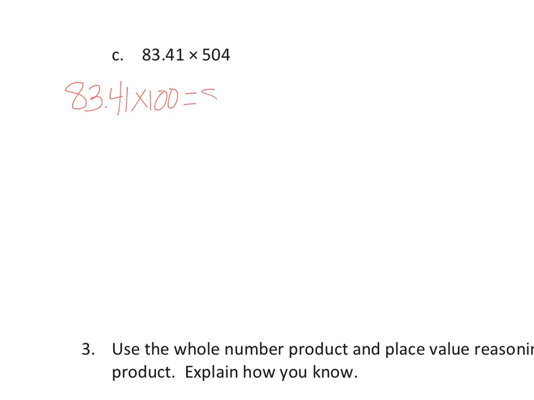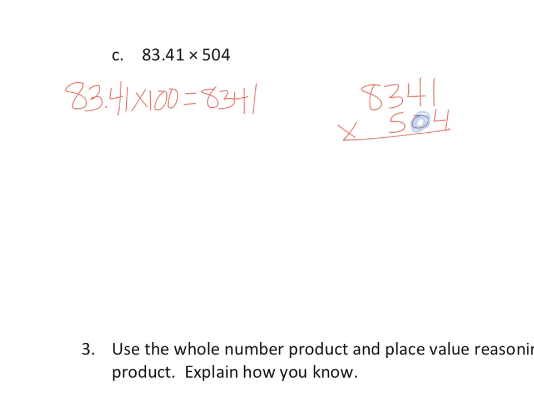So I would have 8,341. So I'm going to do 8,341, and I'm going to multiply it by 504. And before I even go, I'm seeing the 0 in the tens column has no value, so that's going to tell me, hey, I'm only going to have 2 partial products, not 3, since it's a 3-digit number, but that 0 has no value, so it's going to be a 2 partial product problem.